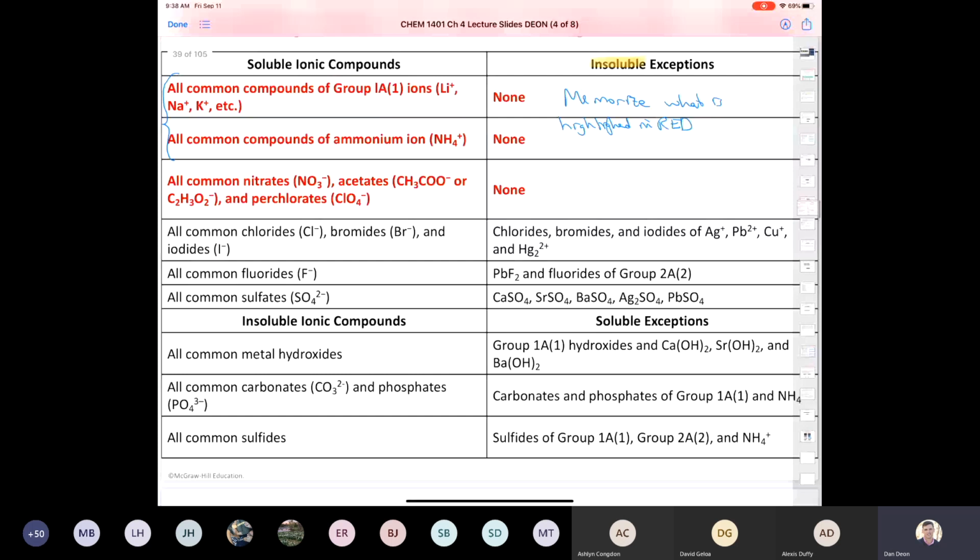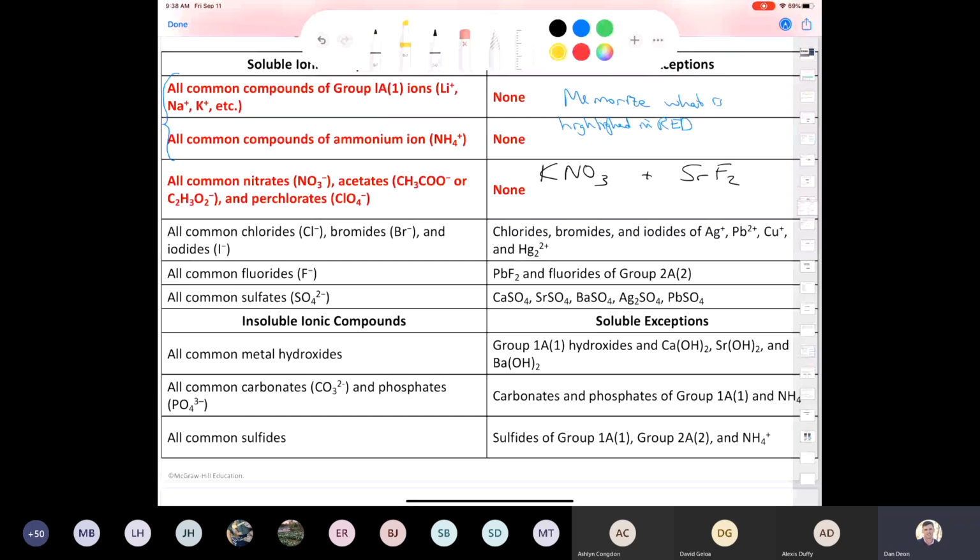Okay. Let's look at these 2 compounds. The first one, potassium nitrate. It says all common compounds of group 1A, potassium, no exceptions. And so potassium nitrate must be soluble. What else? It says here strontium. Let me find strontium. There's nothing in here about group 2, but I have fluorides.